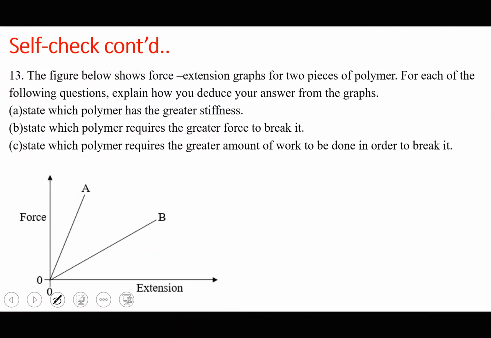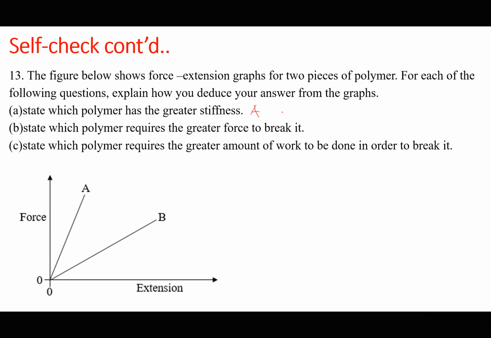The figure shows force extension graphs for two pieces of polymer. For each of the following questions, explain how you deduce your answers from the graphs. State which polymer has the greatest stiffness. So the greatest stiffness is going to be A. And why A? Of course, a bigger force is causing a smaller extension, so that is stiff.